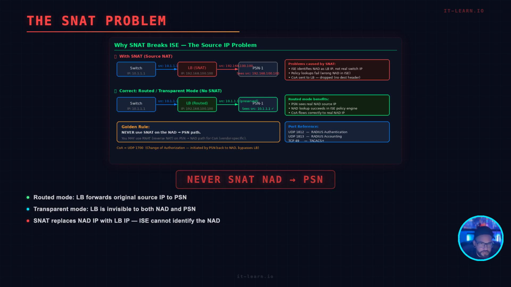Now, there are some exceptions. Some vendors like Citrix NetScaler support RNAT, or reverse NAT, for CoA traffic going from the PSN back to the NAD. This can simplify NAD config by letting CoA use the virtual IP, but never configure RNAT in the NAD to PSN direction.